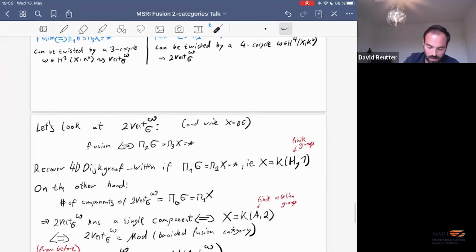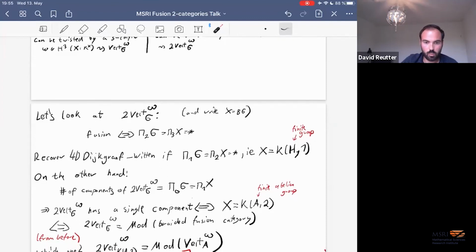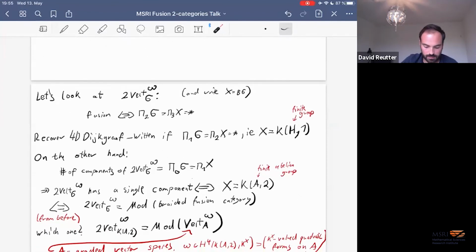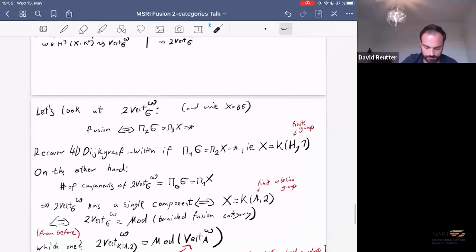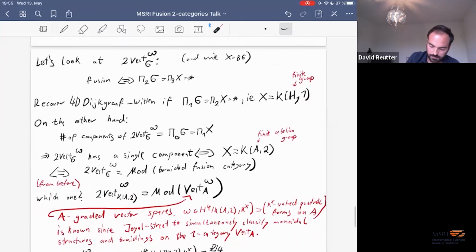And in this case, we know from what I said earlier that this then has to be modules of some graded fusion category. So only in this case can we expect this monoidal structure to actually come from some graded fusion category. And then it's clear from this data what this graded fusion category is. So let me say which one it is. This guy, 2-Vec of KA2 with omega, is just modules of A-graded vector spaces.